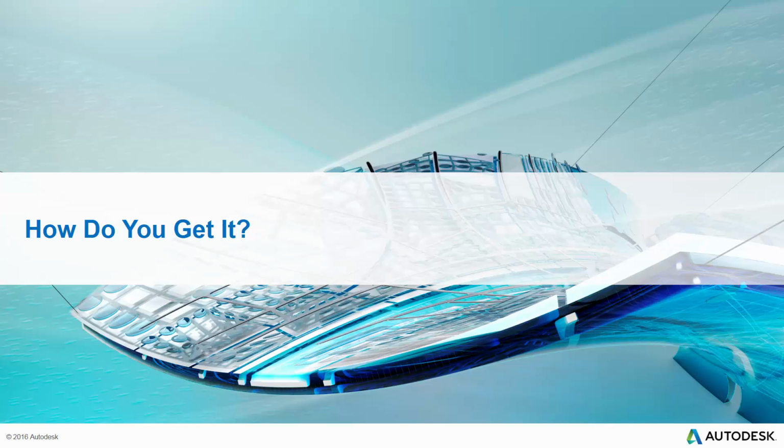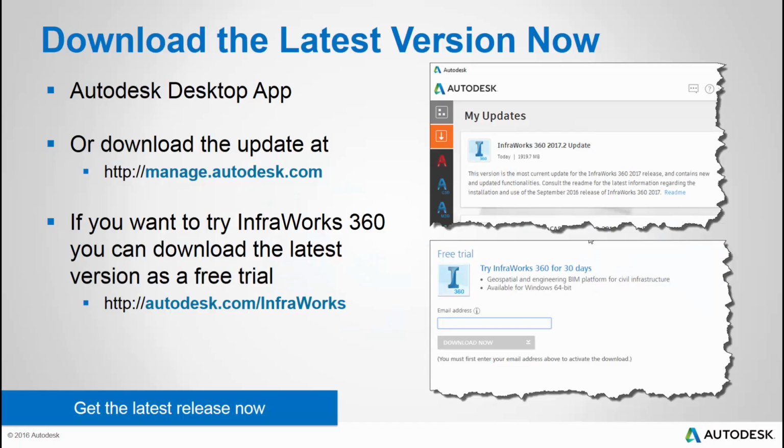So now that you've seen all these great new capabilities of the latest release of InfraWorks 360, how do you get your hands on it? Well, the easiest way is to go to your Autodesk desktop app and look for the update to InfraWorks 360. Or you can go to manage.autodesk.com and look for the link to the new installer there. If you're not currently an InfraWorks 360 customer, you can still get access to all of these exciting new features and more by downloading a free 30-day trial of InfraWorks 360.